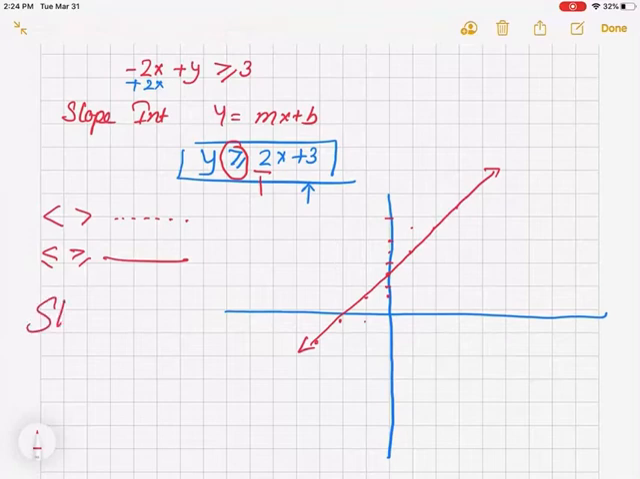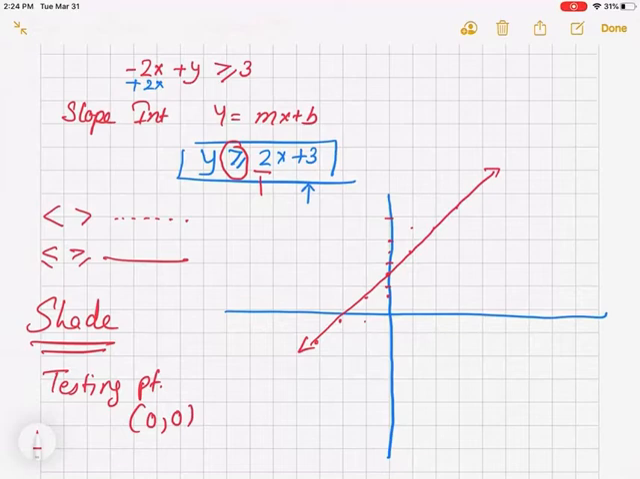So you need to shade. How do we shade? This is where we take a testing point. And the easiest point you can take is 0 and 0. 0, 0 is here on this side. I need to plug 0, 0 back into my original equation, which is this.